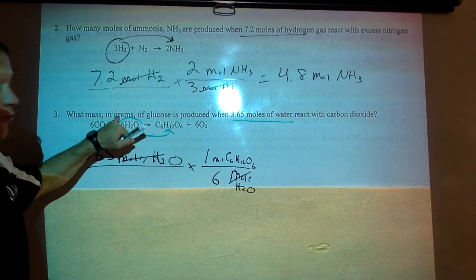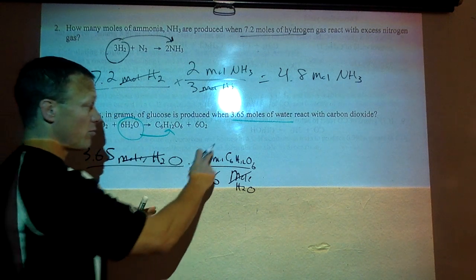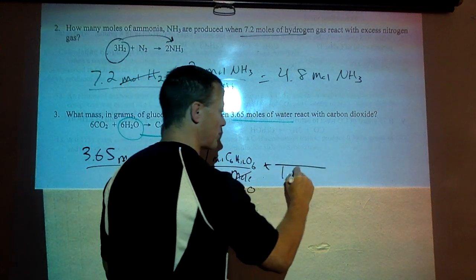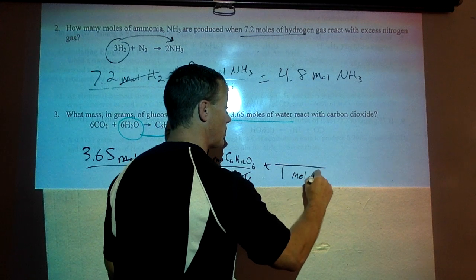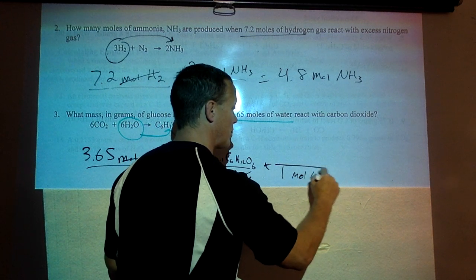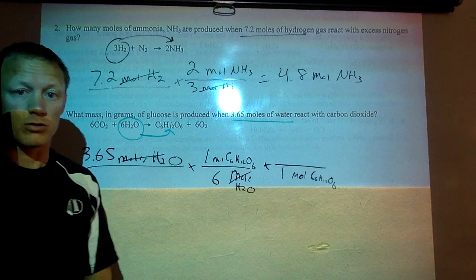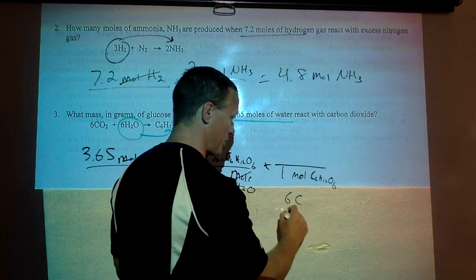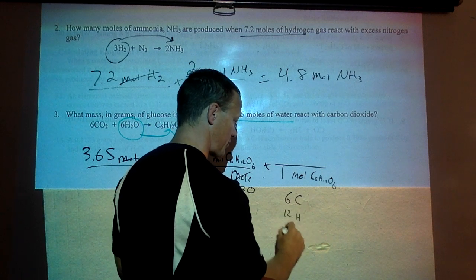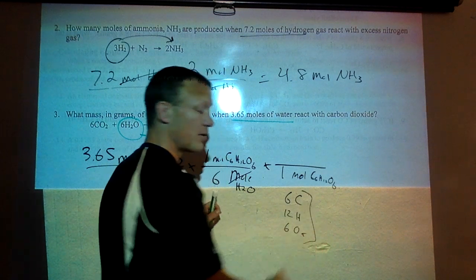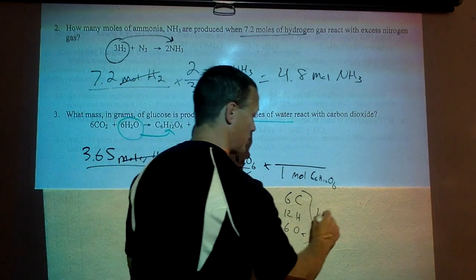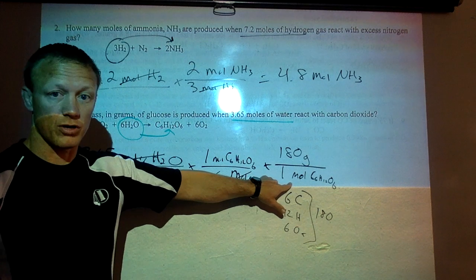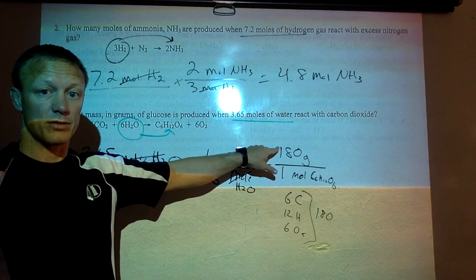But the problem asked us for grams of glucose. So we need to turn moles of glucose into grams. This is moles of glucose, so put moles of glucose down here. And we're going to add up what a mole of glucose is off the periodic table. So you got 6 carbons, 12 hydrogens, and 6 oxygens. If you add those up, it's 180 grams. So a mole of glucose has a mass of 180 grams.